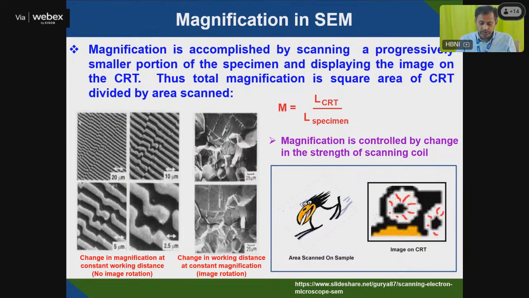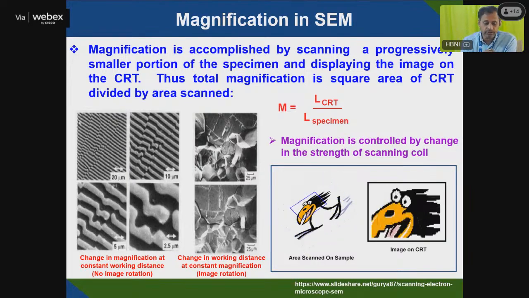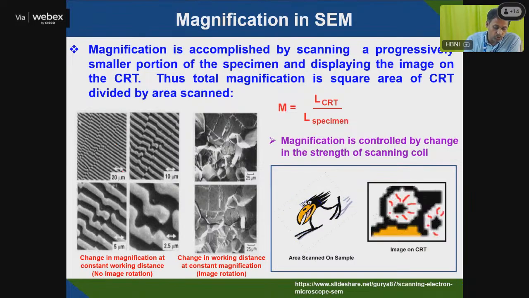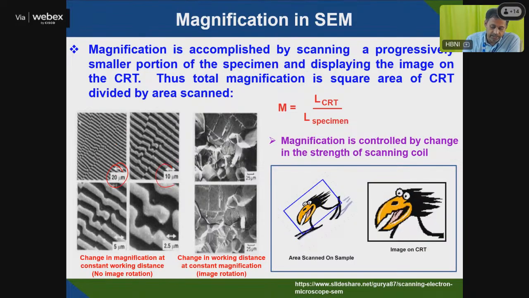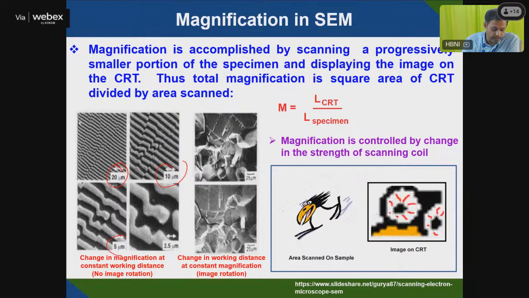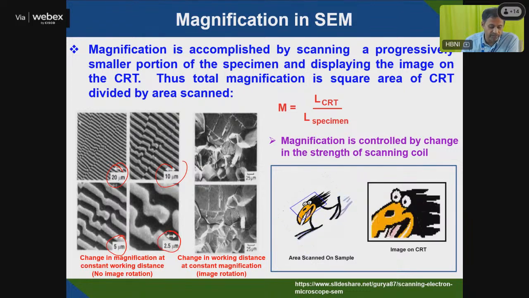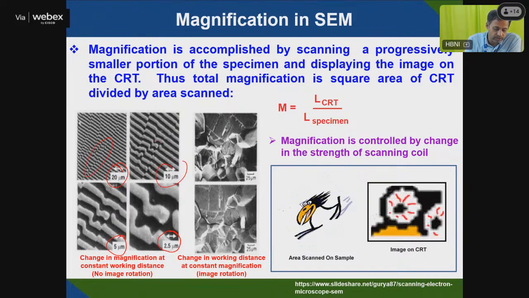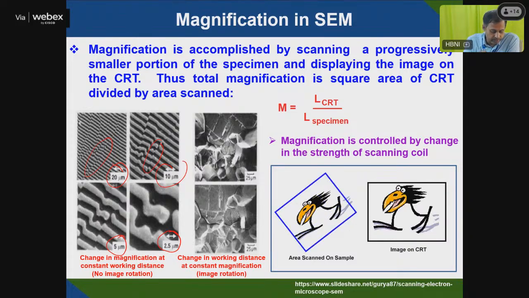Then when you see the image, this is the image at a 20 micron scale, this is a 10 micron scale image, and the same image at 5 micron and 2.5 micron. I have shown different magnifications. You are going to see internal features. Here you can't predict what the structure inside is, but here you can see a little information about the circuit diagram.